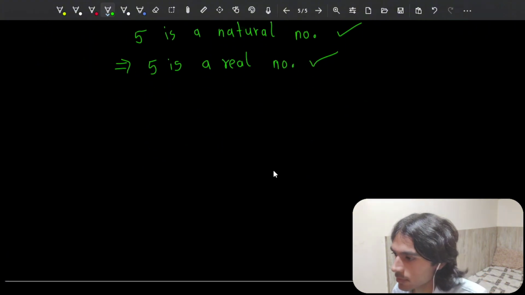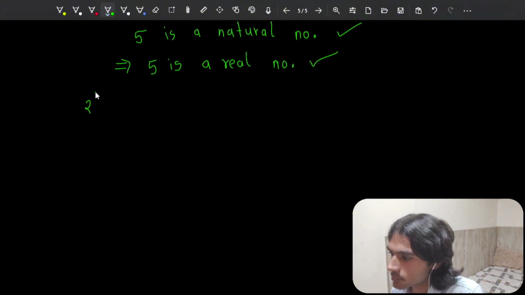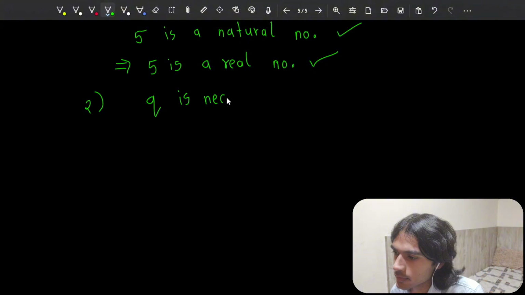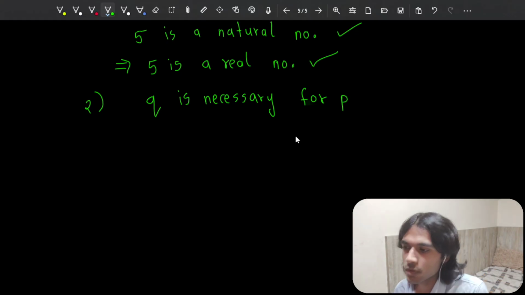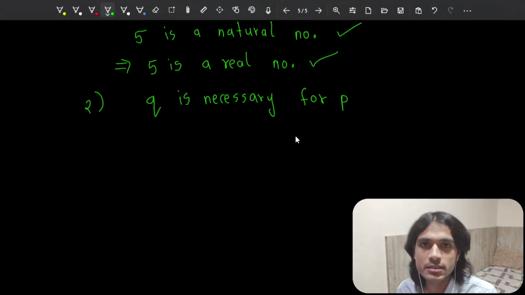Now let us find the second observation. The second observation is Q is necessary for P. What does it mean? Q is necessary for P. It simply means that suppose we don't know whether P is true or not, but suppose we come to realize that Q itself is not true. That means that the statement P is not going to be true either.